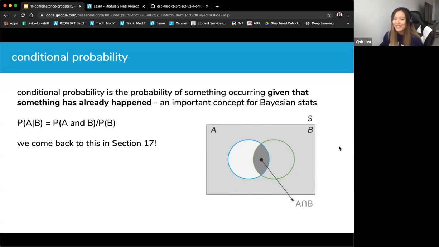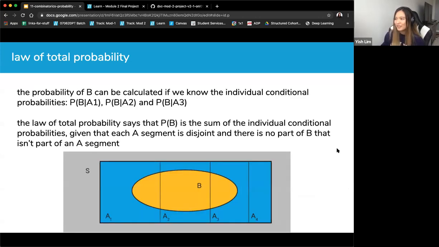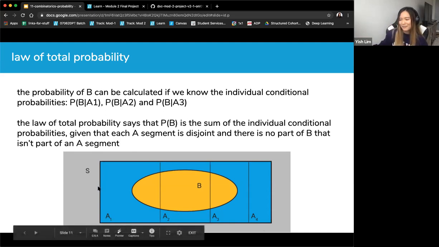But yeah, we're gonna get back to this later. But cool. Now this one is even more intense. I don't know why they put this in section 11. I feel like it's definitely more relevant in section 17 because there's a lot of stuff that is assumed that you know here. But imagine this is our Venn diagram.